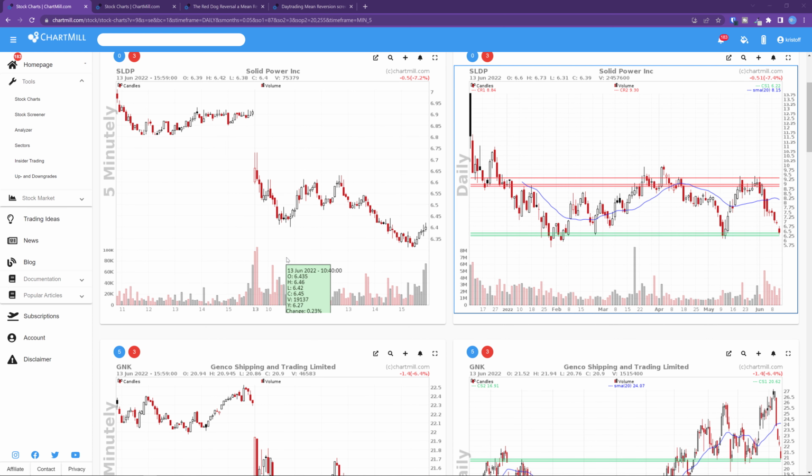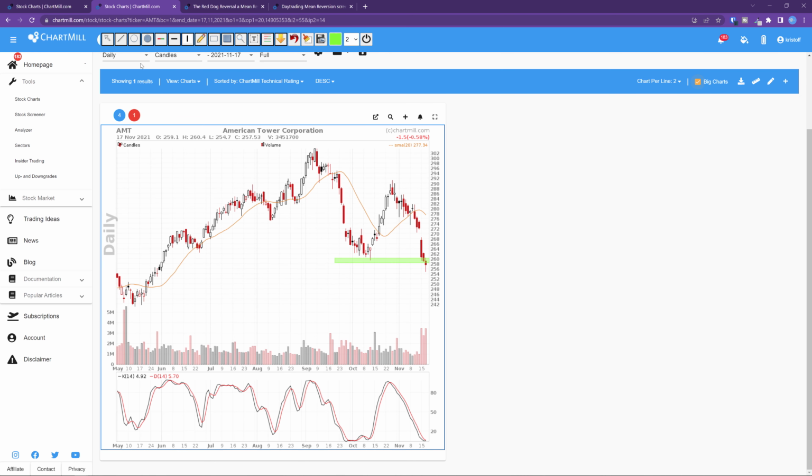We'll start with a chart of American Tower on date of November 18. This is the daily chart showing the extreme drop in price. It was the 6th day in a row that the price of the stock fell. The last candle had a fairly long undertail and a double bottom formed. The stochastic indicator was giving a clear oversold signal.